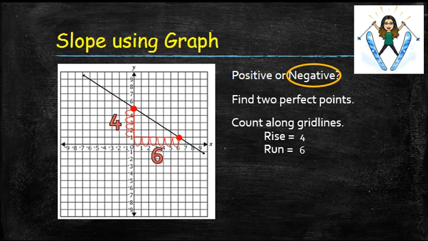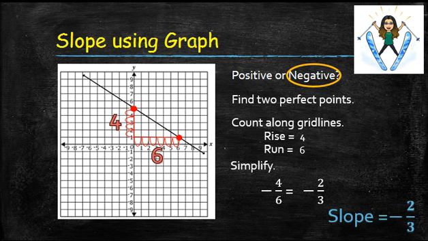And then I'm going to simplify. I know that it's negative, and negative 4 over 6 in my calculator gives me negative 2/3. So we found our slope of negative 2/3.